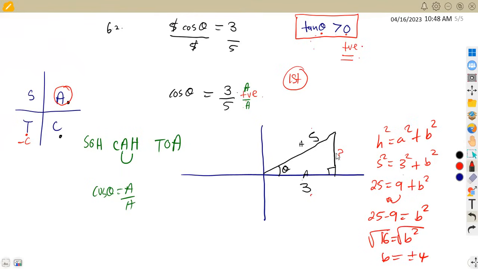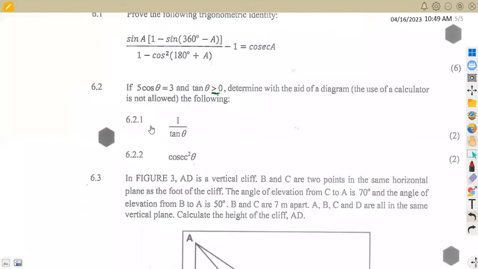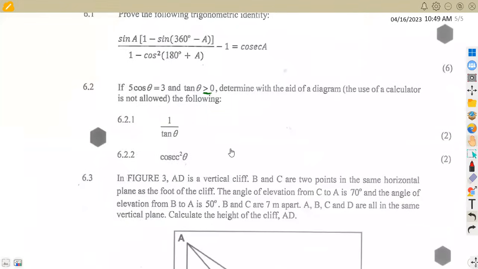But in this case, we are dealing with the b that is on the positive side, in this case on top. So this is going to give us a positive b. This is the one where you take the positive answer. So in this case, this is going to be a positive 4. All right, so now we have our triangle. Everything is there. So the first question that you are given on 6.21 was to determine 1 over tan of theta.